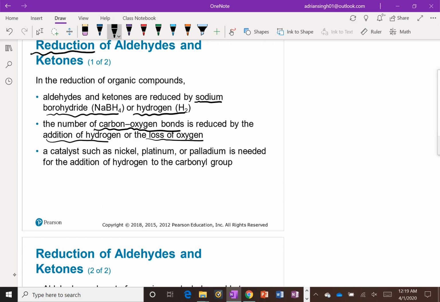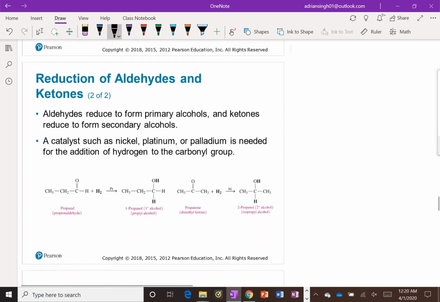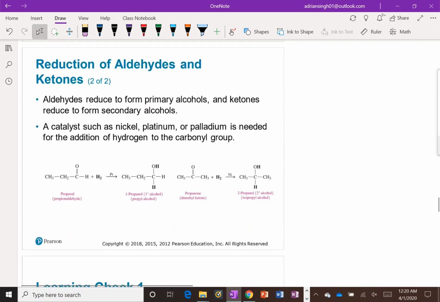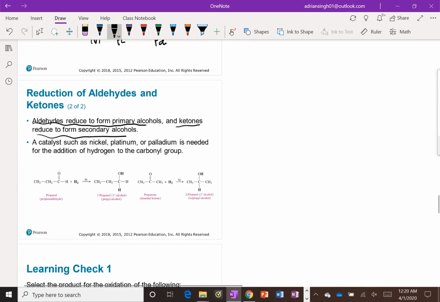These reduction reactions are catalyzed by metal catalysts such as nickel, platinum (Pt), or palladium (Pd) in order to add the hydrogen to the carbonyl group. All right, so when we reduce our aldehydes, we end up making primary alcohols. When we reduce our ketones, we end up making secondary alcohols, right? So let's revisit what we saw originally.